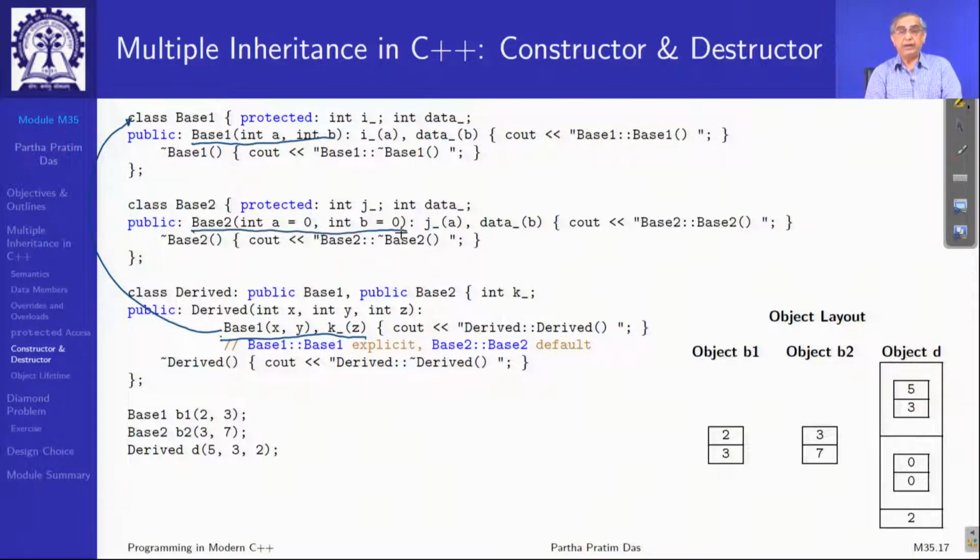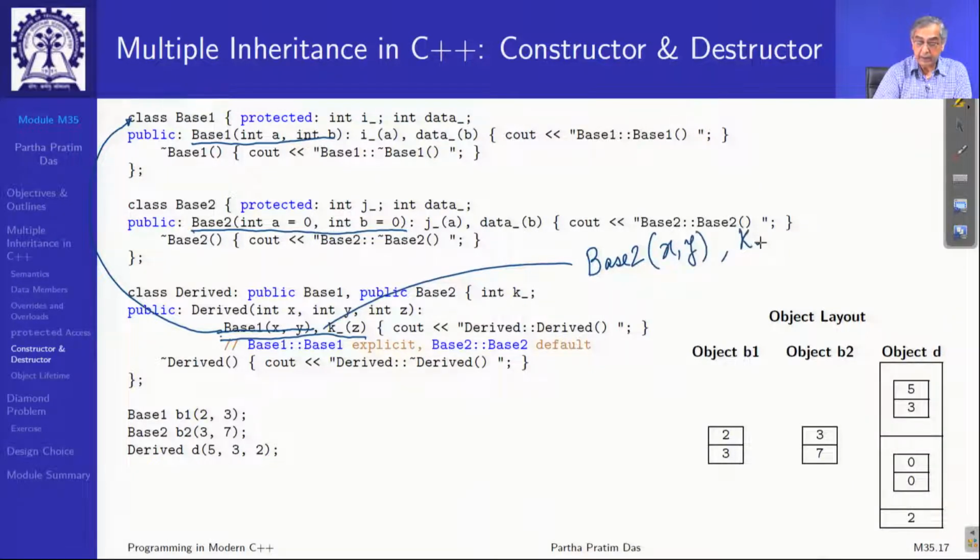So, if I do this, then it is mandatory that the base class whose constructor I am not mentioning must have a default constructor, otherwise naturally the compiler will give an error. For example, in this case you could not have written this, say you wanted to write base 2 x y and then k underscore z. If you write this, the compiler will give you an error, because if you are skipping base 1, then base 1 needs a default constructor which it does not have.